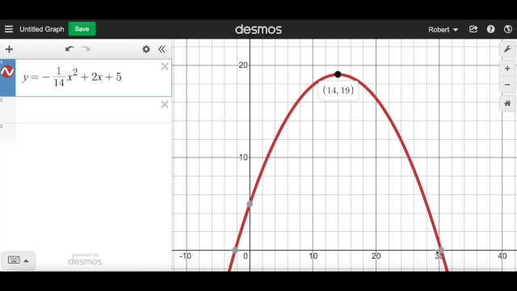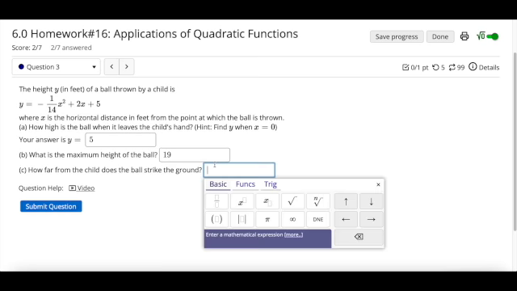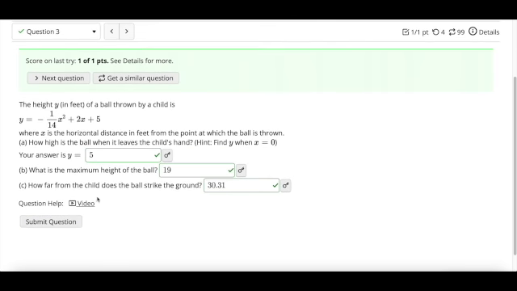In other words, when is y equal to 0? And y is equal to 0 at 30.31 horizontal feet away. That's what that graph is saying. So we're going to put that in as well. I'd like to put the decimal places since I have the space for it. I just have to make sure I'm typing it correctly. Hit enter, and we got that right.